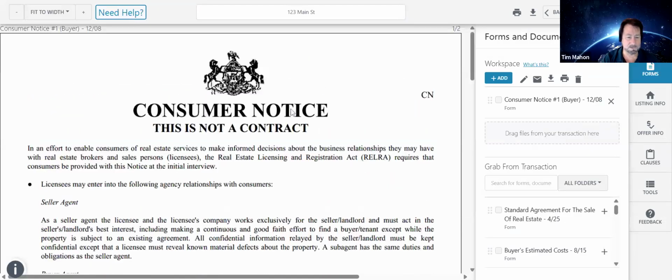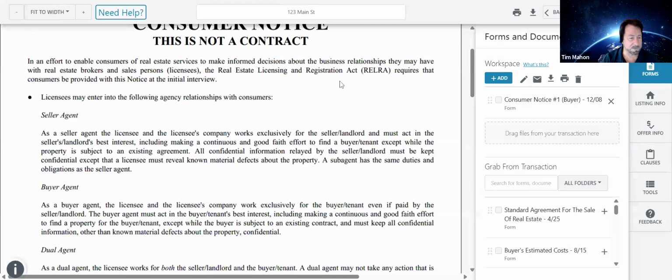Okay, so here's a consumer notice. You should all be familiar with this form by now. They cover this in the real estate courses you took. We basically can work as a seller agent. That would obviously be the person who has the listing. So when you're listing a property, you explain to your seller you're working for them.